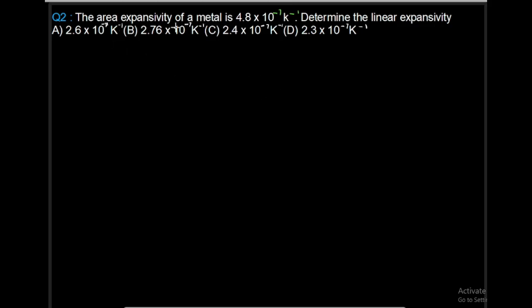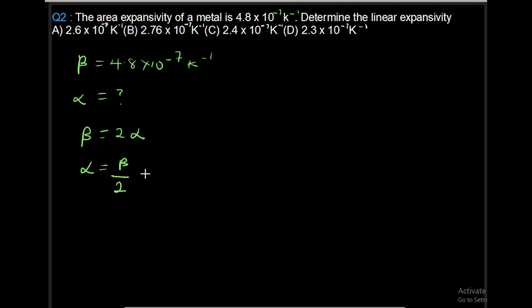Now looking at this question, it says the area expansivity of a metal is 4.8 times 10 raised to power minus 7 per Kelvin. So we have beta given to us to be 4.8 times 10 raised to power of minus 7 per Kelvin. It says determine the linear expansivity. What's the relationship between these two? We know that area expansivity is equal to 2 times linear expansivity. So to get linear expansivity, we divide both sides by 2, and that will give us linear expansivity to be equal to area expansivity all over 2.